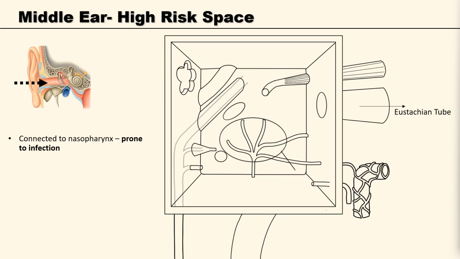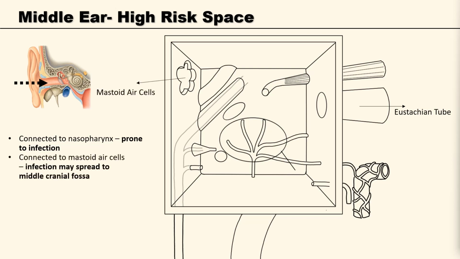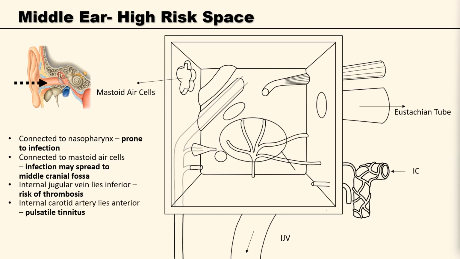Infection doesn't end there, because on the posterior wall we have tiny holes called mastoid air cells, which are able to transmit infection to the middle cranial fossa. Directly below the middle ear is the internal jugular vein, which can thrombose. Anterior to the middle ear is the internal carotid, which can induce a condition called pulsatile tinnitus. And finally, as we've seen in other modules, the chorda tympani and the facial canal traverse the middle ear. Thus, a middle ear infection can cause a lesion or swelling and disrupt the innervation of some of the facial muscles of expression.